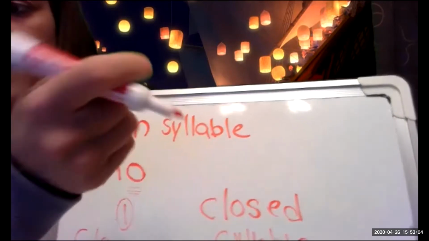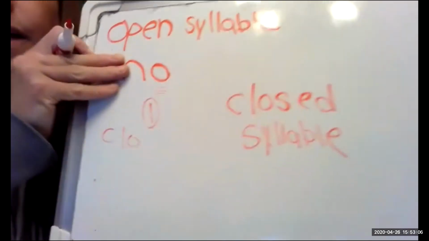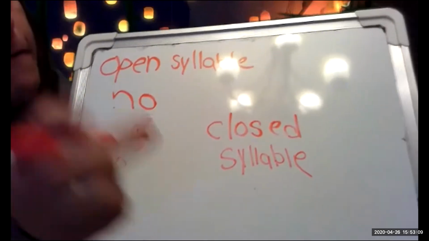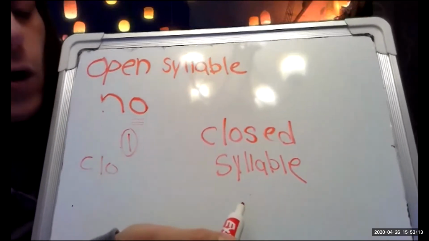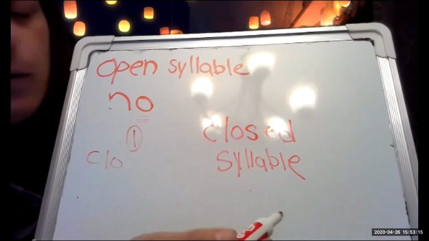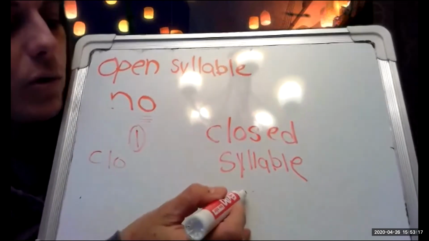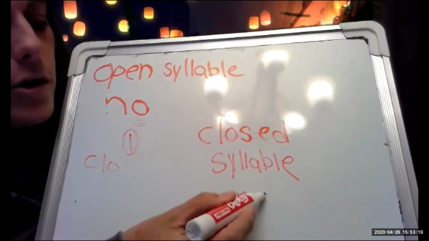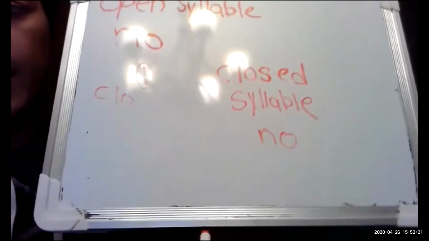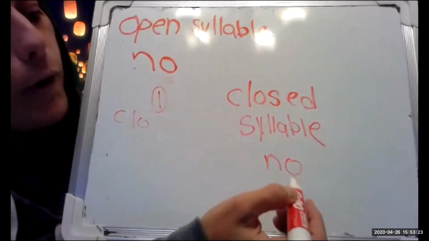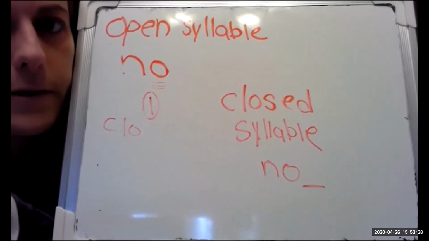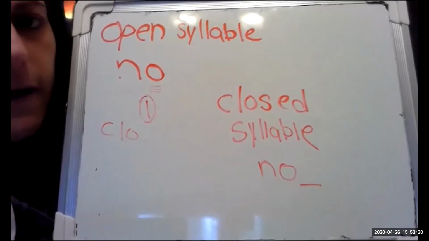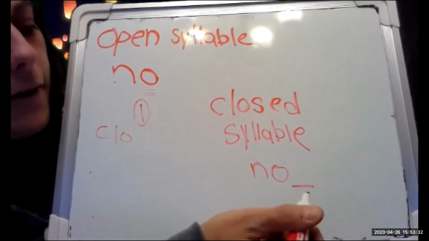A closed syllable is when you have a word, but at the end of the word, or at the end of a syllable, your vowel is closed in by a consonant. What I mean by that is if I had the word no, like we did before, N-O, right now it's open. There's a space here. The space is open. There's nothing closing it in or guarding that letter O. There's nothing after it.